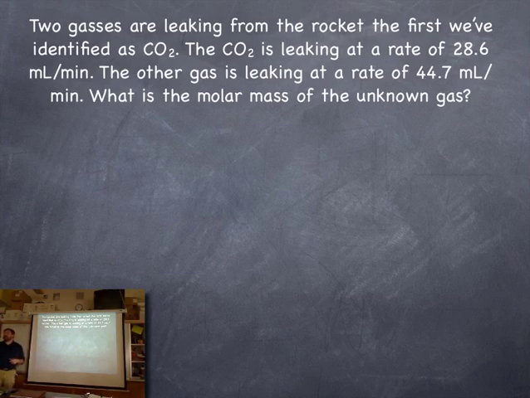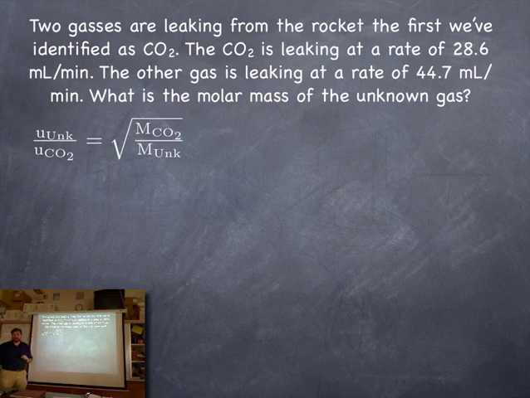We don't need to calculate the actual root mean square velocity because it's directly proportional to the rate of effusion. We can use rates of effusion in our equation instead of root mean square velocity. So this is the equation: the rate of effusion of the unknown over carbon dioxide equals the square root of the molar mass of carbon dioxide over the molar mass of the unknown. I've given you three of these four.